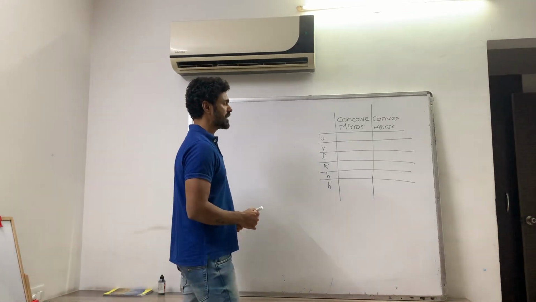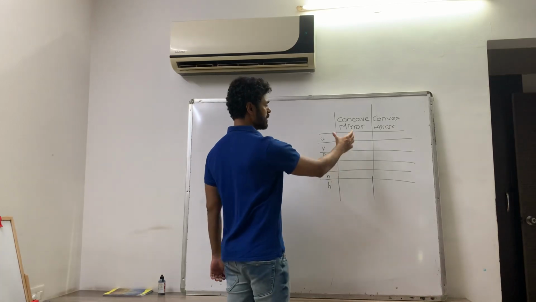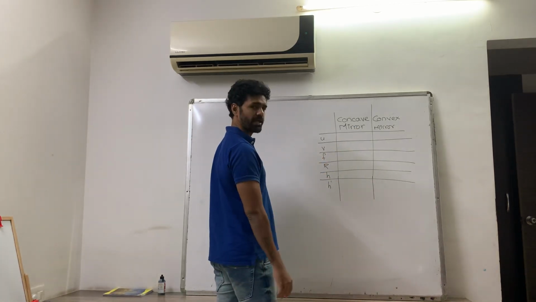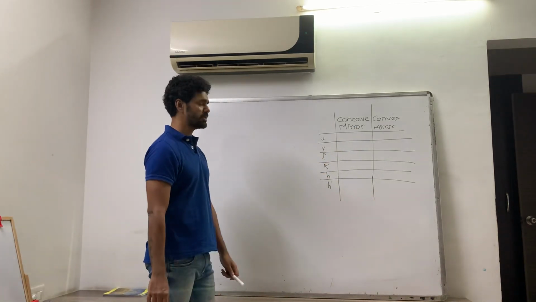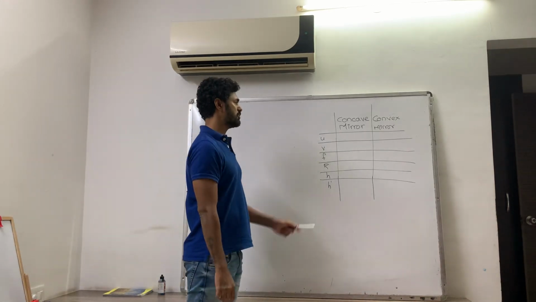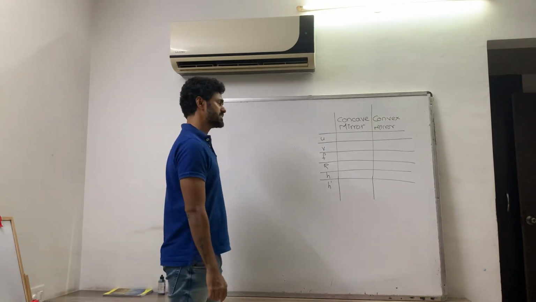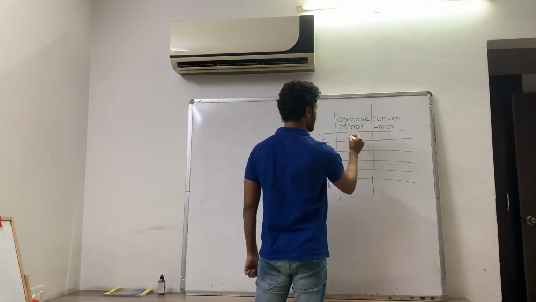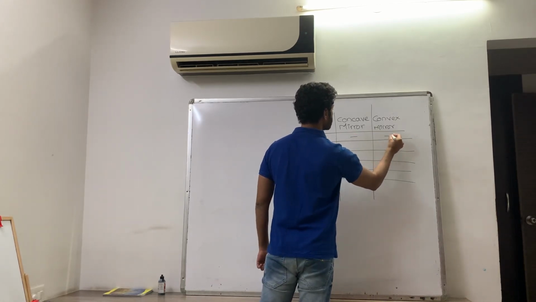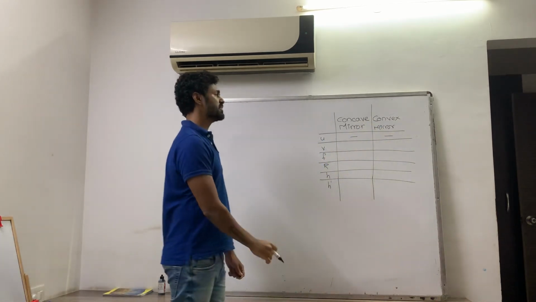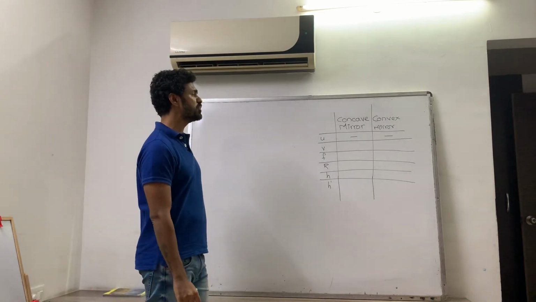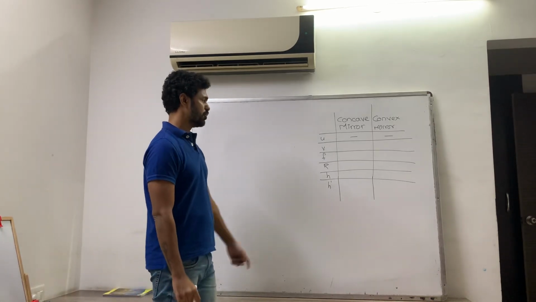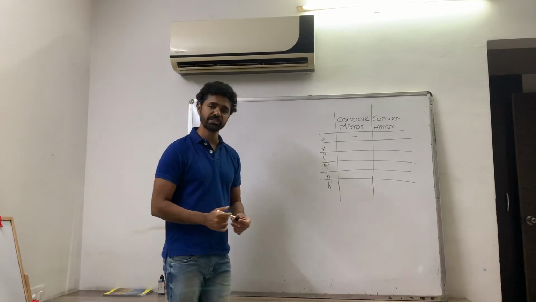So after the sign convention, I'm just preparing a table of signs which will help you out in the numericals. We have studied U is object distance, and we know object distance is always negative. Irrespective of whether the mirror is concave or convex, U is always negative. V, that is image distance.